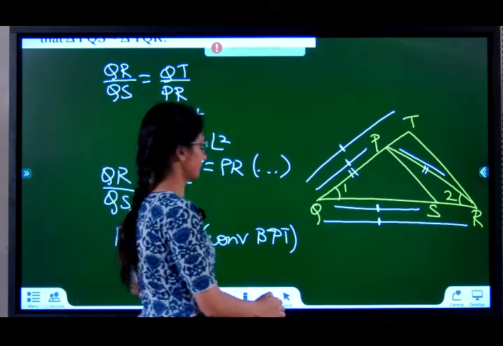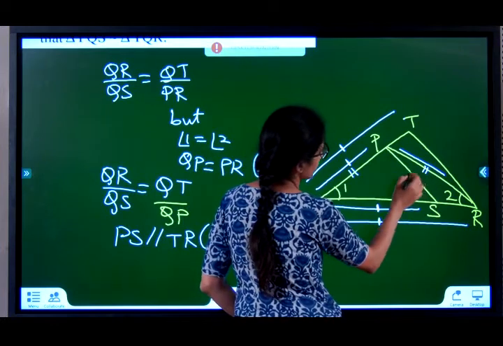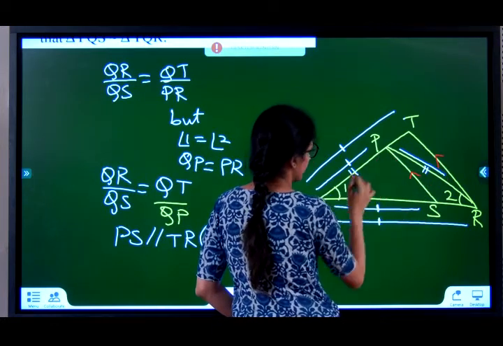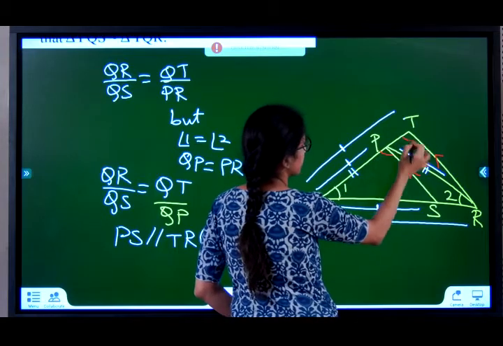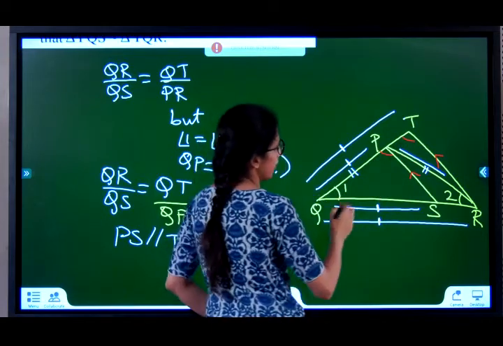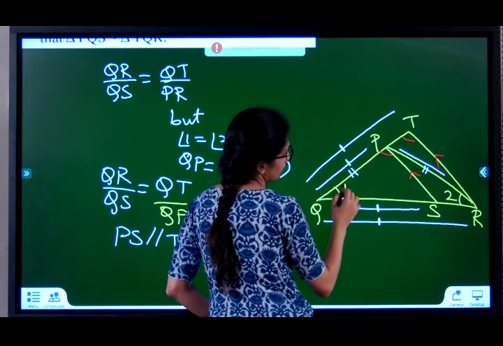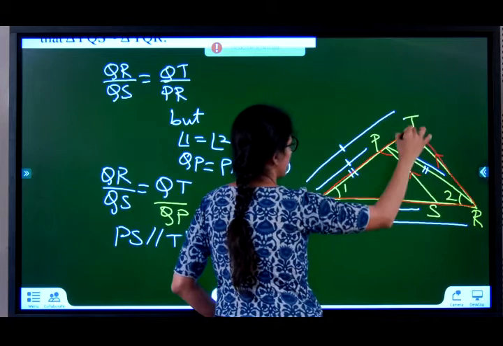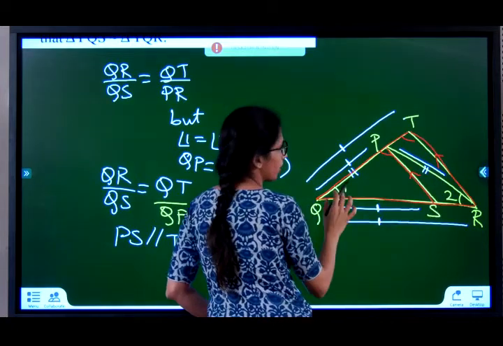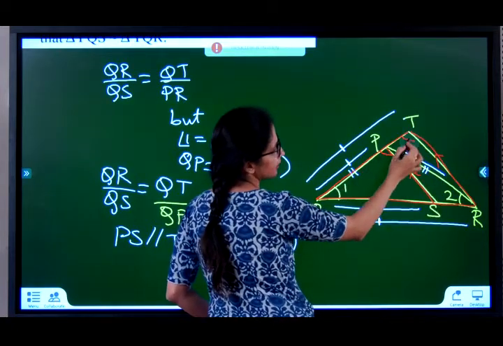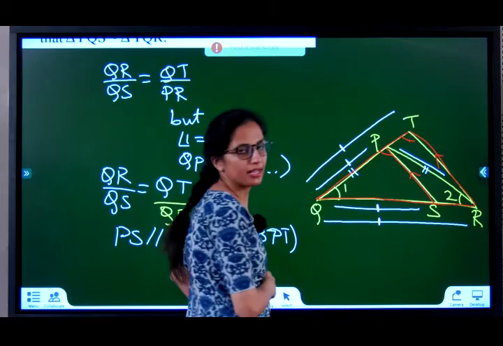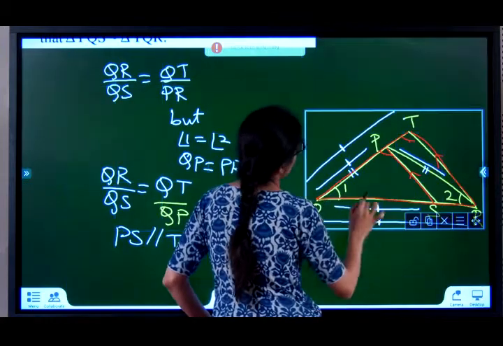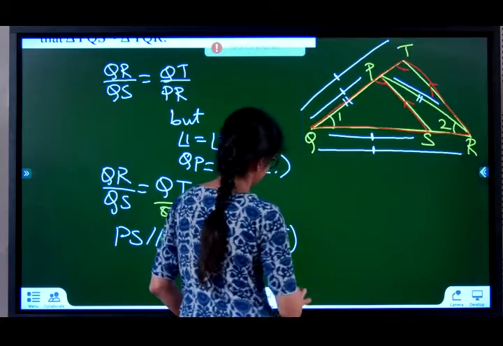Now easy. Since this is parallel to this, can I now say this angle is equal to this angle? Yes. And angle 1 equals common. So, if I take this big triangle and this small triangle, 1 and 1 is common, and this angle is equal to this angle because corresponding angles. AA similarity criteria, the two triangles are similar. Let's complete it.